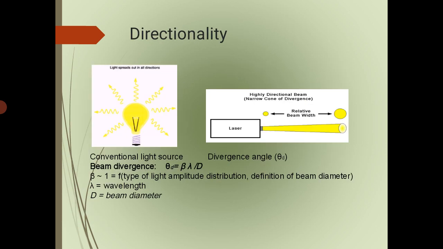Next property, directionality. On the screen you can see normal ordinary light and laser light. In normal ordinary light, the light rays spread in all directions, but in the figure the laser light goes in only one direction. The divergence angle is theta d. In beam divergence, theta d is equal to beta lambda upon d, where beta is nearly equal to 1, lambda is the wavelength and d is the beam diameter.